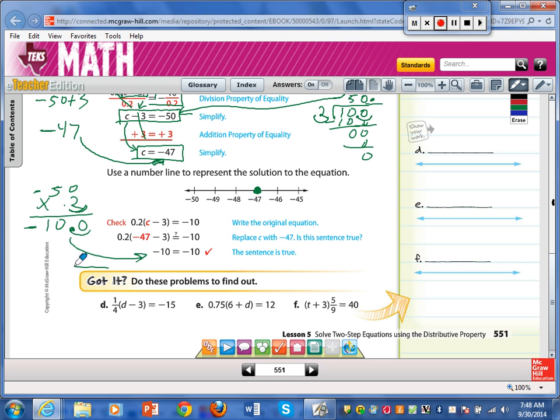Now then, when you're done with that, go ahead and do your got it problems, and this is what I'm going to be checking. Make sure you show me the work instead of just putting the numbers up here. And here's your number lines so that you know where to plot your points. Whatever your solution is going to be, it's going to be right there, and then all you have to do is add some numbers to the left and then add some numbers to the right.